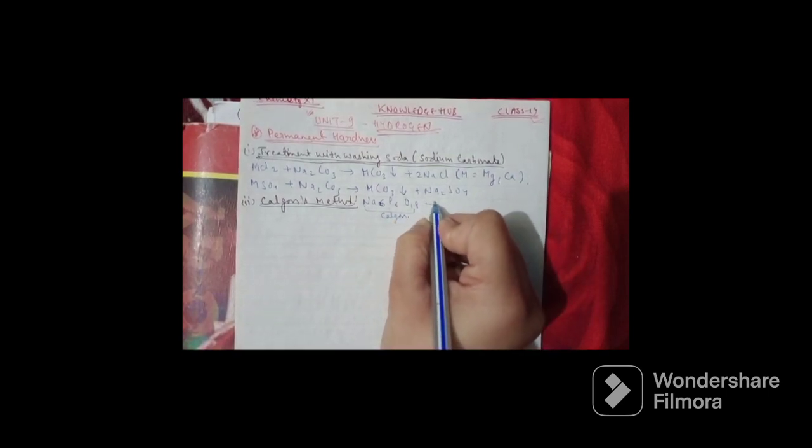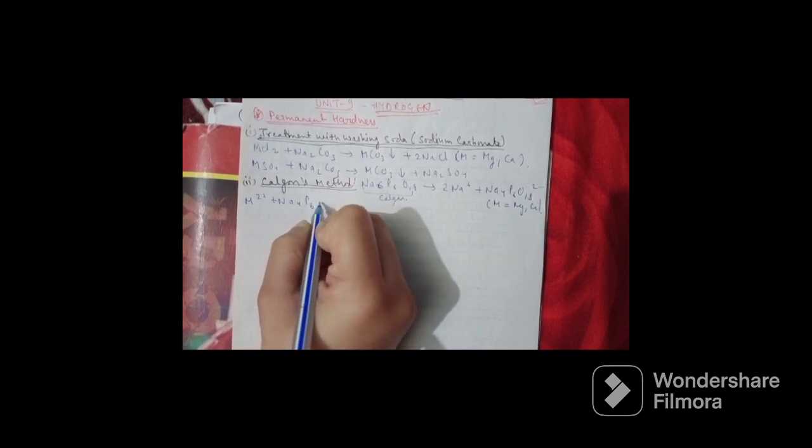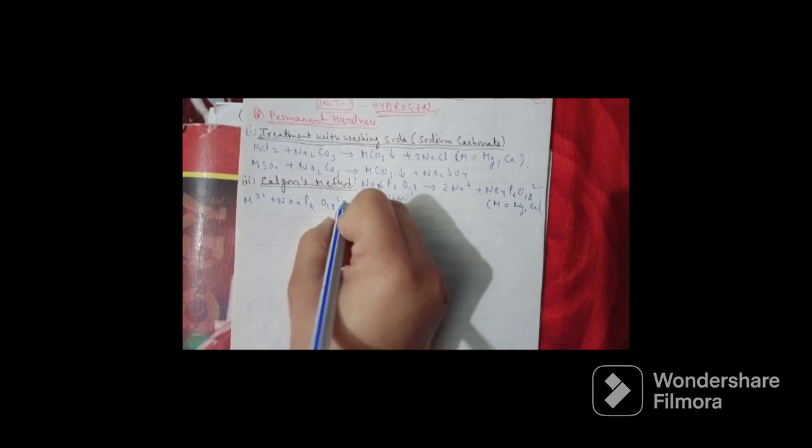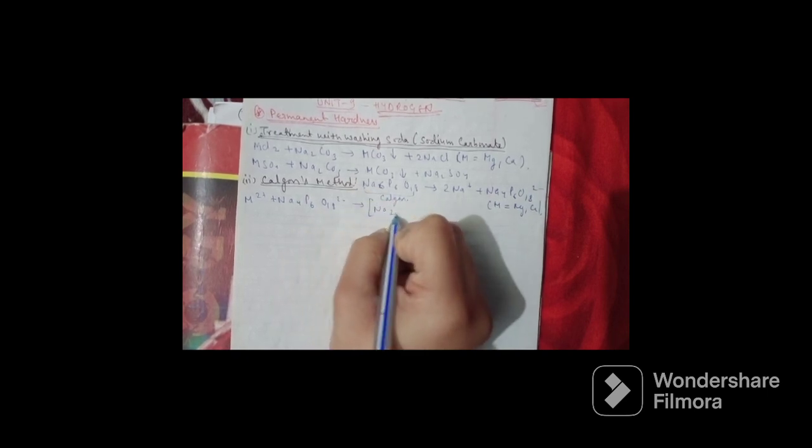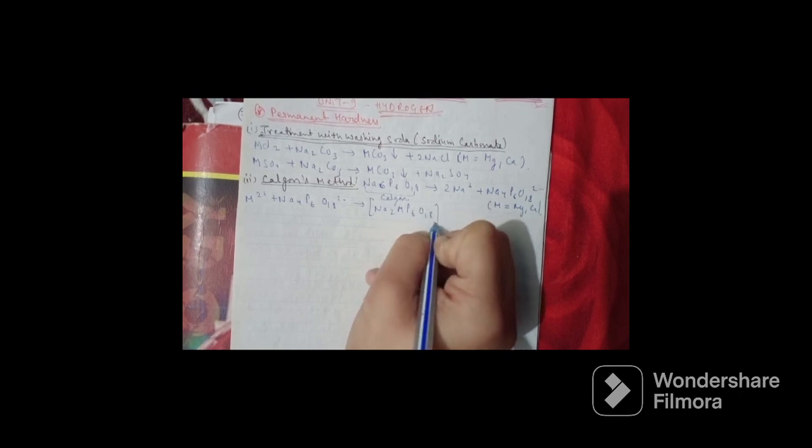So the reaction is: Na6P6O18 gives 2Na+ plus Na4P6O18 2-. Then M2+, where M could be magnesium or calcium, plus Na4P6O18 2- gives Na2MP6O18 2- plus 2Na+. Here the complex anion keeps the Mg2+ and Ca2+ ions in solution.